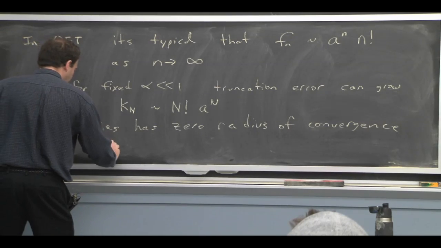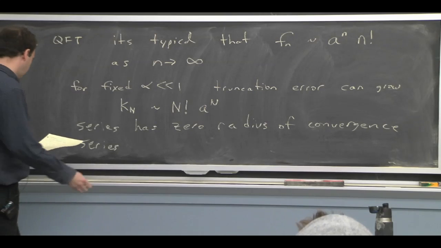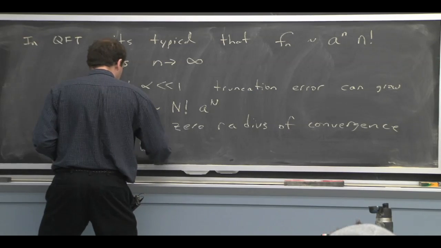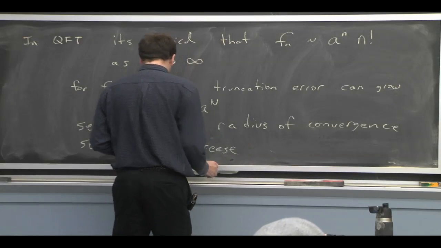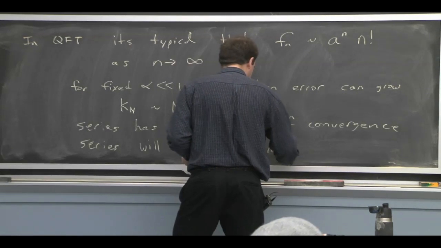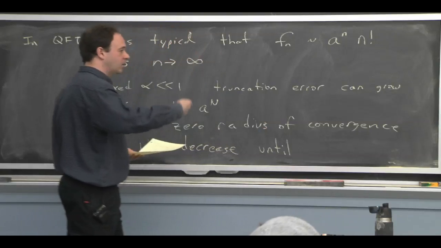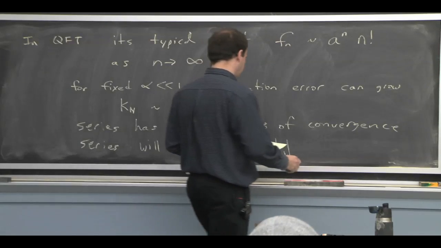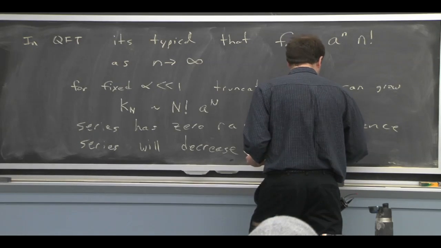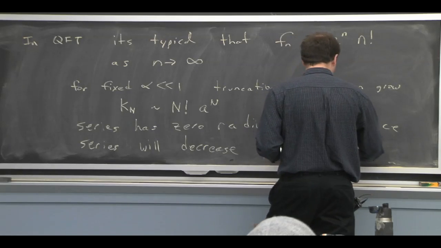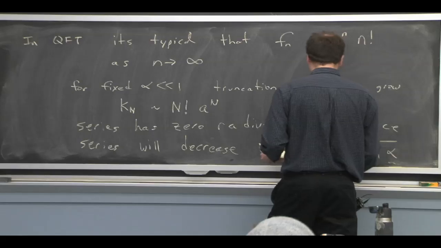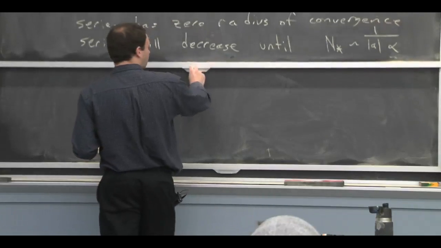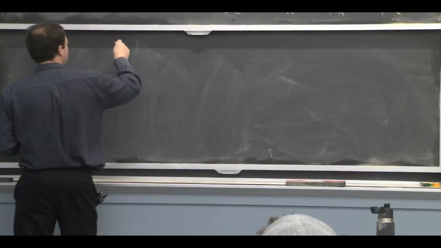So what do we know? Even though these series are asymptotic, we can still make use of them. Typically the series will decrease. For a while, it'll look like it's convergent, and then it'll start diverging. And you can characterize where it starts to diverge. I'm not going to go through all the algebra, but I'll just tell you some facts.